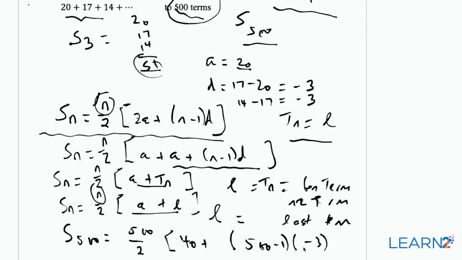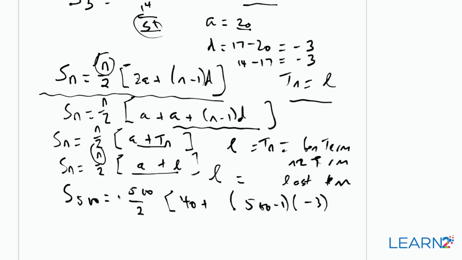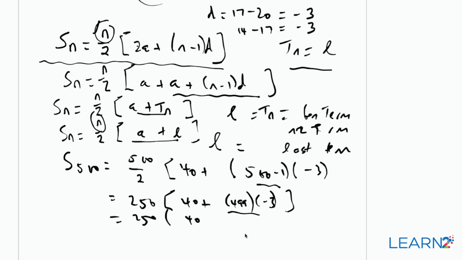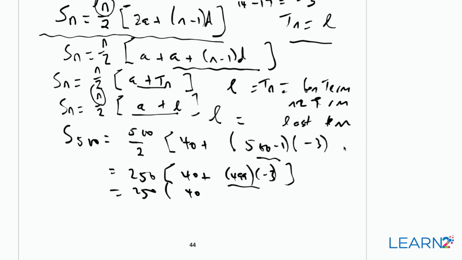So you definitely can use your calculator here. You're going to get 500 over 2, which is 250, bracket 40, plus 499 multiplied by minus 3. So it's 250 into bracket 40. Now we need to multiply. Well, what is 500 times 3? We know that 500 times 3 is 1500. So this is 499 times 3, so it's going to be minus 1497, just 3 less.